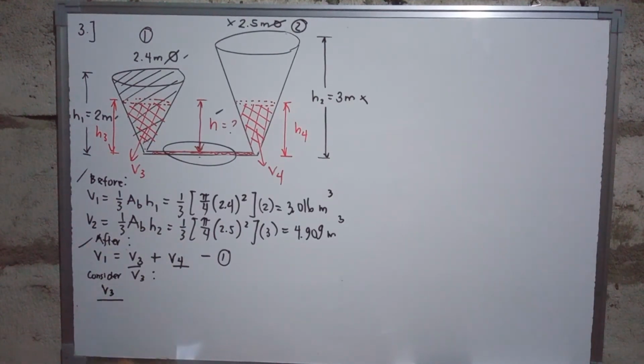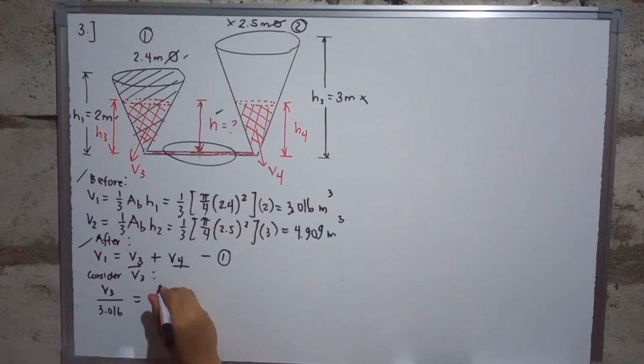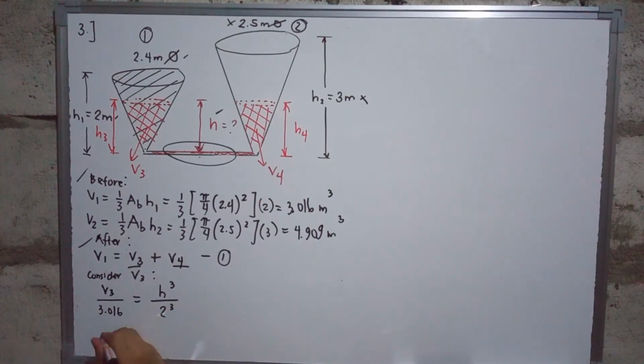Volume 3 all over volume 1, which is yung volume 1 natin is equal siya sa 3.016. By similar solids, the height of our volume 3 is h. h sub 3 is equals to h. So h, naka-cube kasi volume, all over the altitude naman nung cone 1 natin, which is 2 cubed. So, volume 3 in terms of h is now equal to 3.016 h cubed all over 8. So, let this be equation number 2.